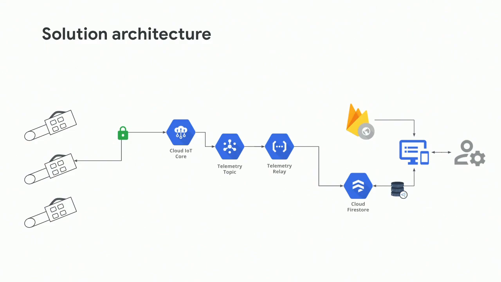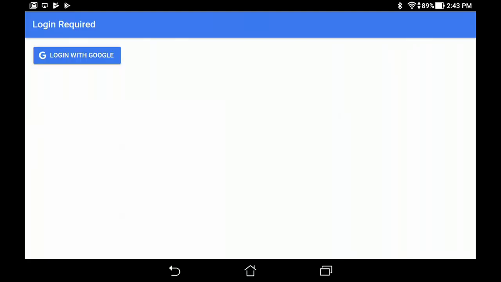All right, so here's the tablet. I'm going to launch this app. First, let me back out and log out. This app really doesn't do anything until you log in. When I log in with Google, I've already authorized this app, so it goes directly to a list of devices that are associated with me.